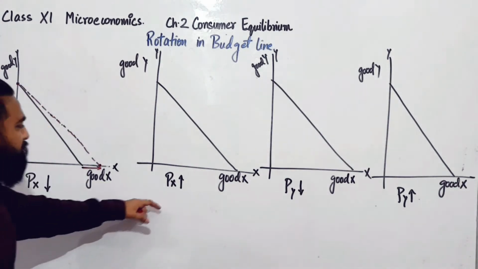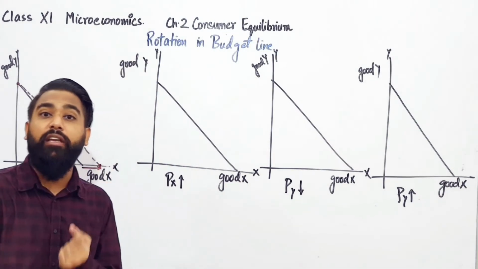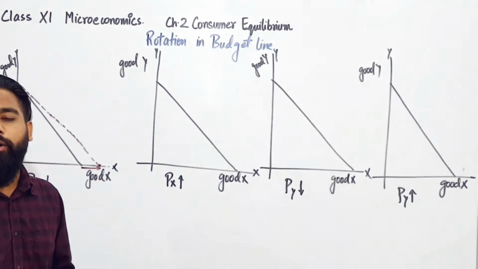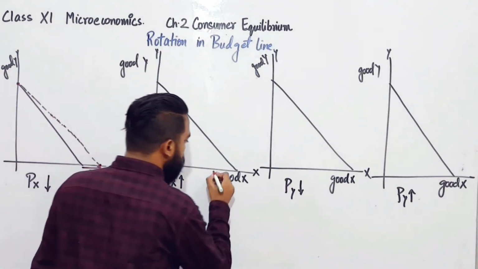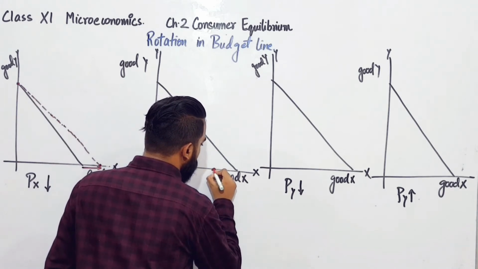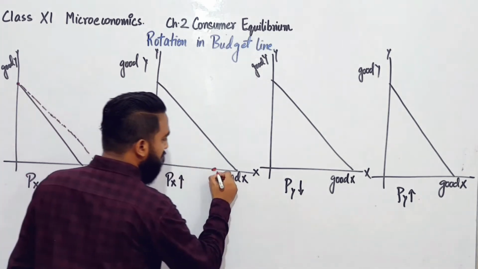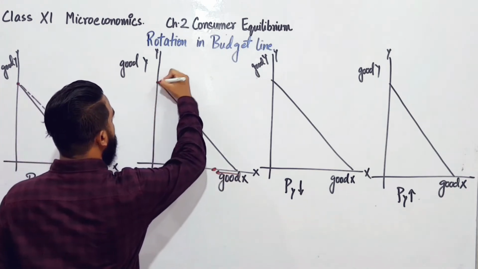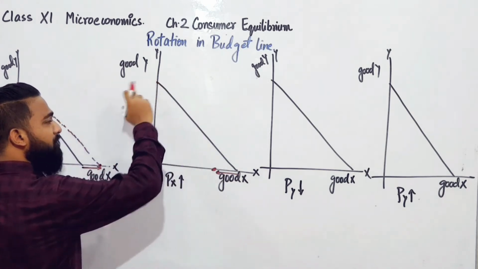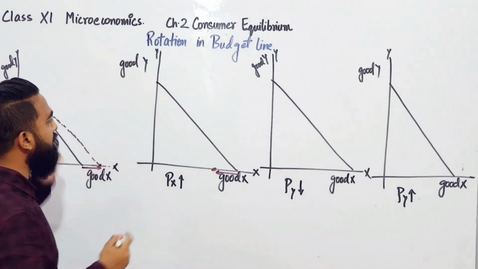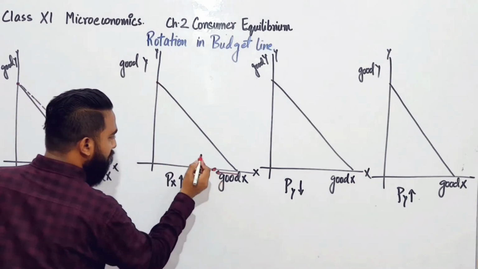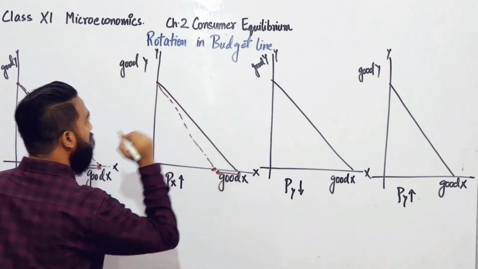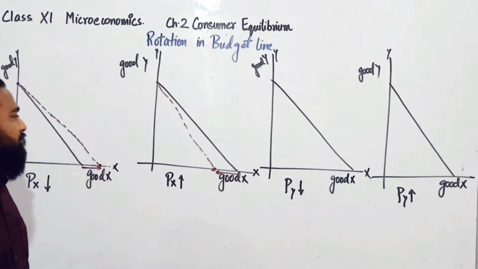Now, what happens when the price of good X increases? It means you are not able to buy that much anymore. In that case, the units you purchase will decrease. You will shift back. But the price of good Y is the same, so the quantity of good Y will remain the same. The point of good X will shift towards the left. Just join them, and this is your rotation in the budget line.